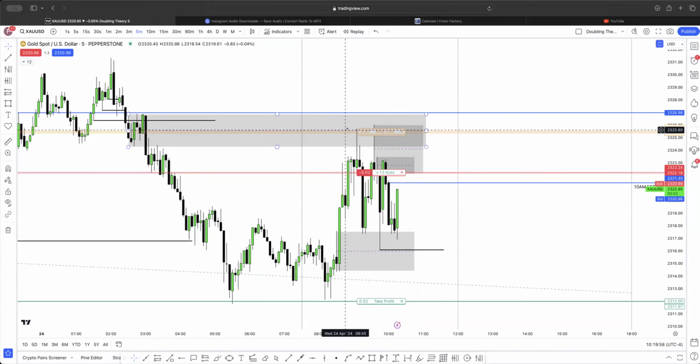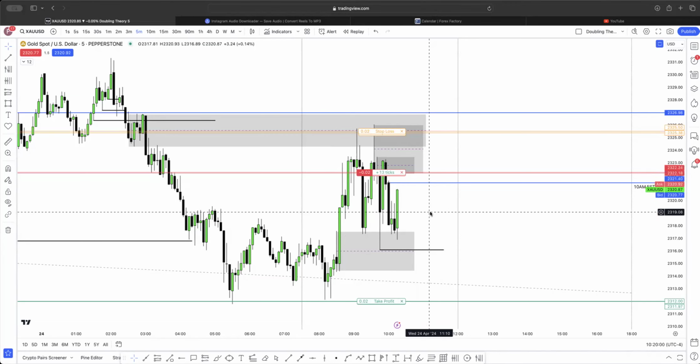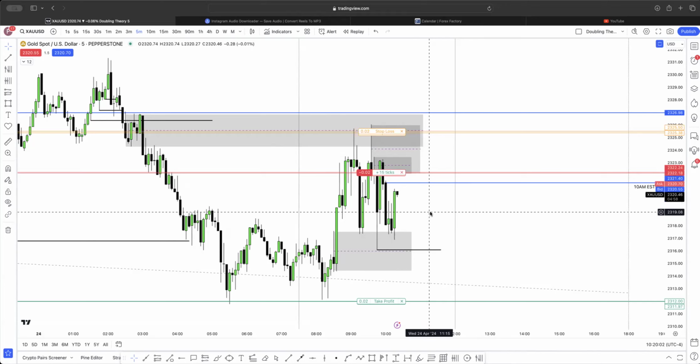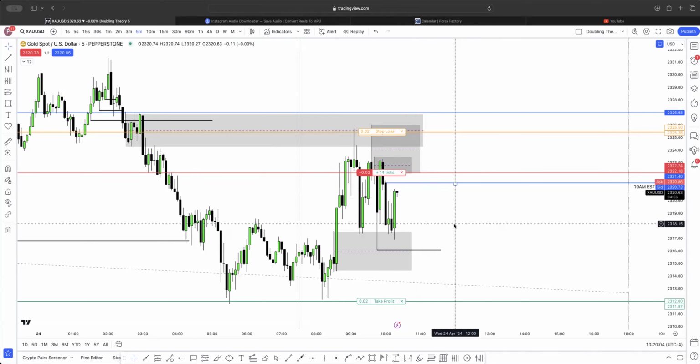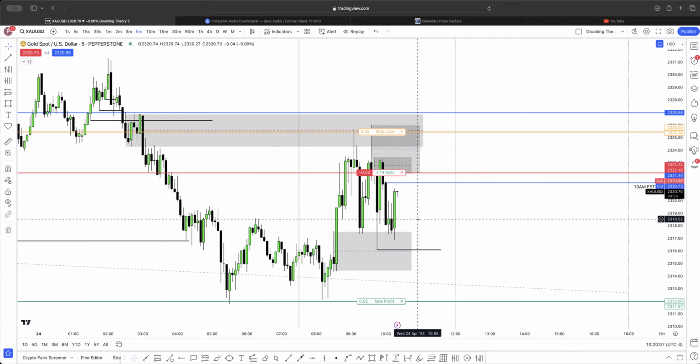So as expected, this is the chop that happens when London session takes out both ends of the range. Now we're in the ninth candle. Let's see what happens. I really would like price to just take a dump down. But let's see if it gives it to us or not.